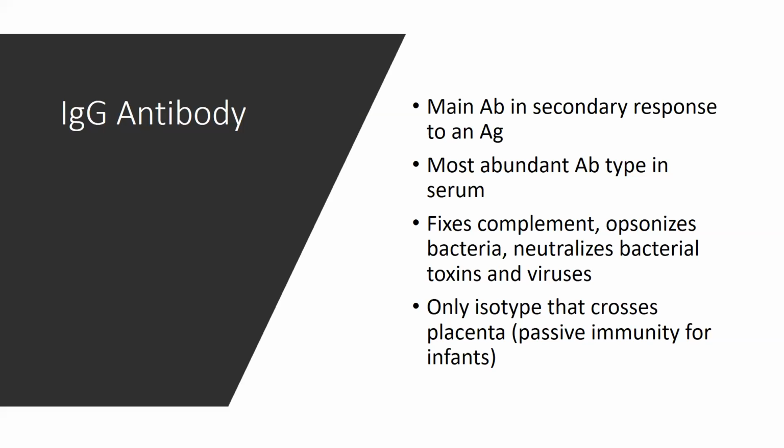IgG is the main antibody in a secondary response to an antigen. So if you see an antigen a second time, IgG is going to be your big one that's produced. It's the most abundant in serum, so it's the most common one we'd find if we test for something. It can help with opsonization, so that's a new function. It can also neutralize toxins and neutralize viruses. It's the only isotype that will cross the placenta, so it can provide some passive immunity. So if asked about passive immunity or placental transfer or infant immunity, IgG is your answer.